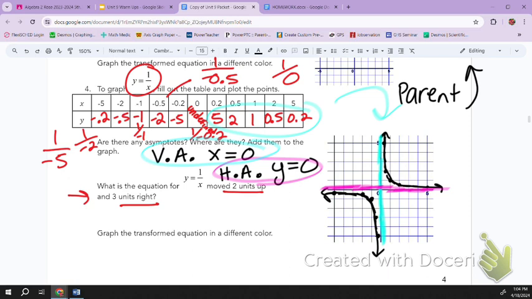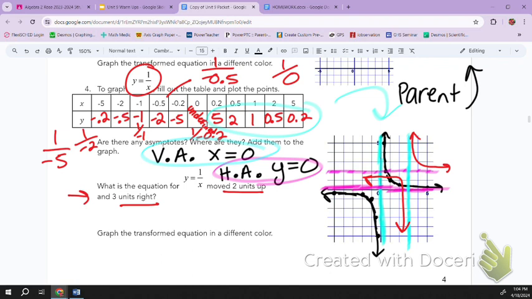So if we go 2 units up, that means my horizontal asymptote is shifted up too. So here's my new horizontal asymptote if I go 2 units up. If I go 2 units to the right, now my vertical asymptote is at x equals 3. And then I'm going to sketch it from there. So I think it's most helpful when we sketch it around these asymptotes. That's why it's important to identify them.